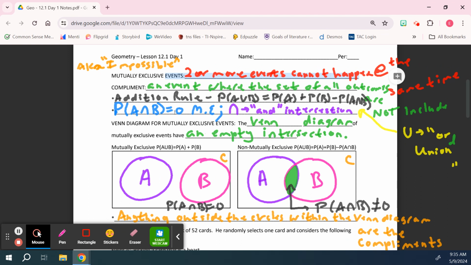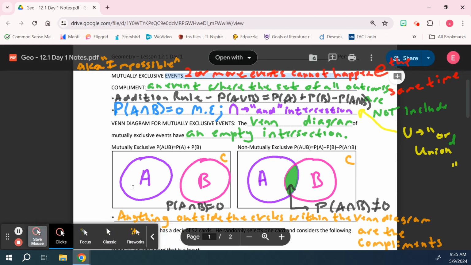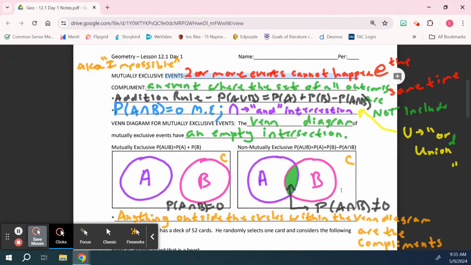Yes. Yes, that's exactly it. Nice job. Any other questions? Yeah, you would put this in if you have non-mutually exclusive events. Yep.